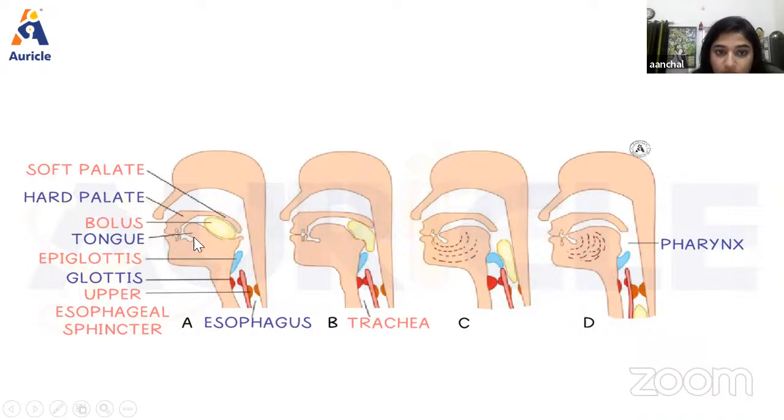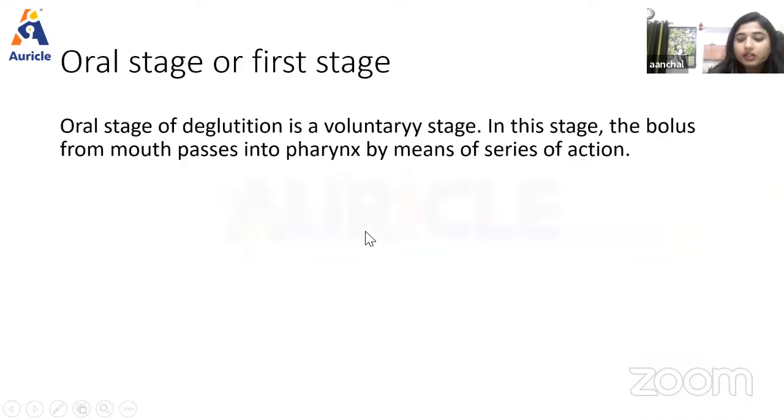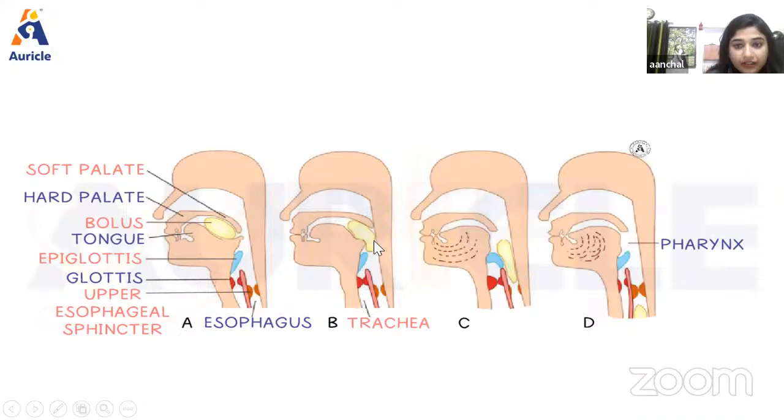So this structure plays a very significant role in the first stage, that is the oral stage. Basically what will happen is there will be retraction and depression in the anterior part of the tongue. So the posterior part of the tongue will get elevated and retracted against this hard palate. This pushes the bolus backward into the pharynx. So this is how the food will move inside the pharynx.